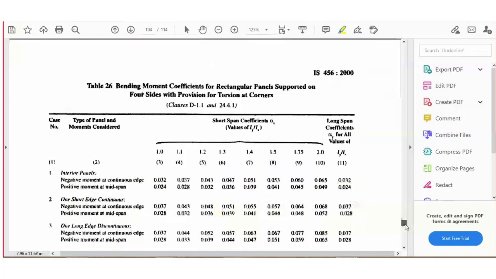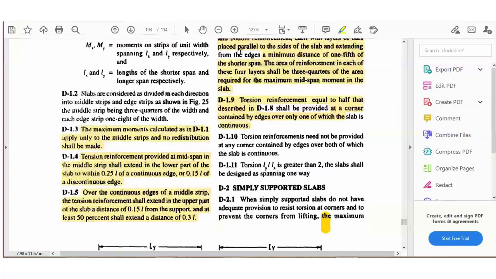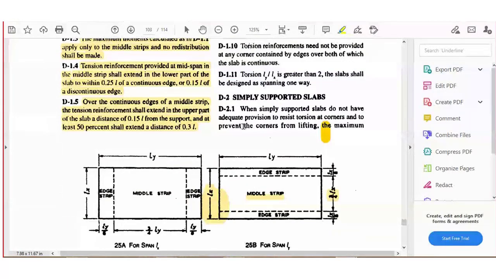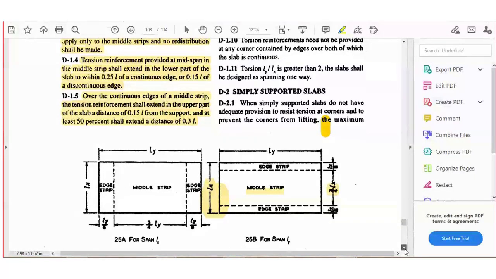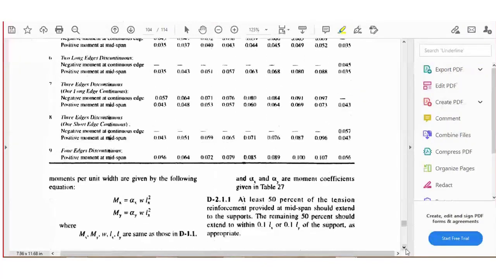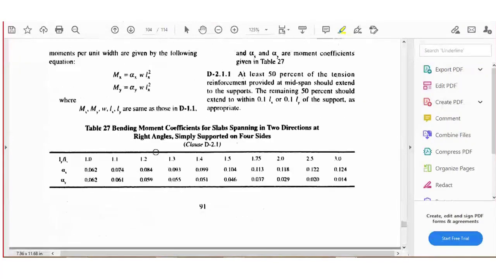Now D2 is talking about simply supported slab. So when you have a simply supported slab and you do not have adequate provision to resist torsion, that means the corners are allowed to lift. Okay, so if corners are allowed to lift, you're not going to use this table number 26. What you will be doing, you will be referring to table number 27.